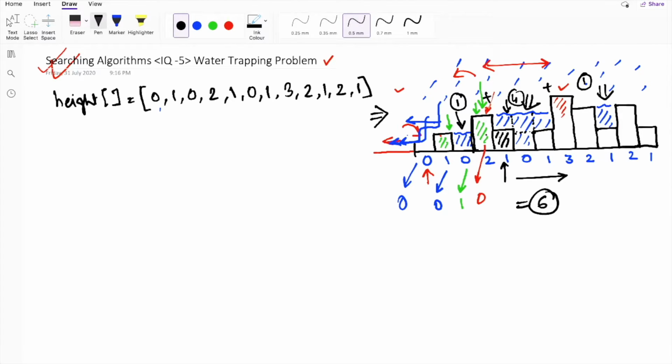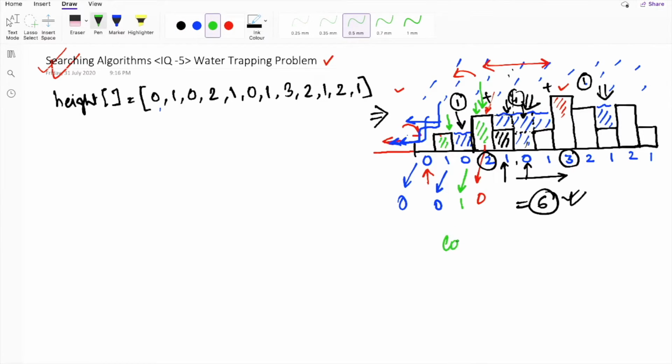On the left side we have a block of height 2 and on the right side we have a block of height 3. So if you just consider this part of the program, you can see that we can accommodate 1 unit of water over here. Similarly, for here, we can accommodate 2 units of water on this region. And in this way, if we keep on iterating with each and every block present over here, we can calculate that the total amount of water that it can accommodate is 6.